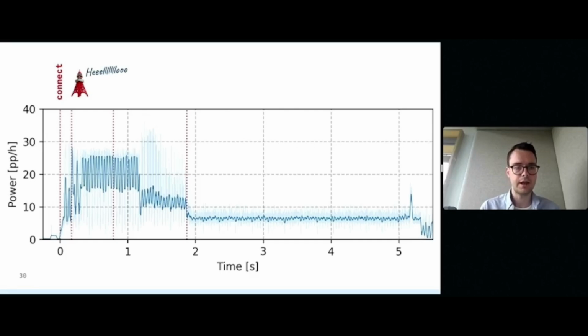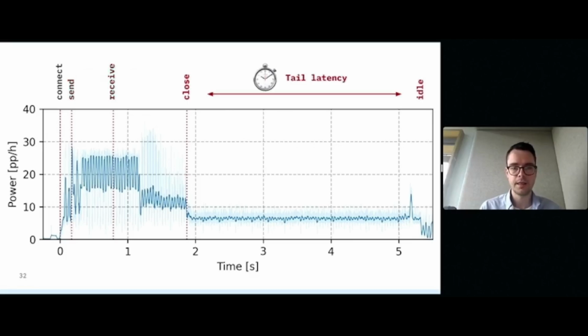In the beginning, you have this one section where the modem wakes up, talks to the cell phone tower, and makes sure it gets assigned the necessary resources to actually communicate. Then we have the active send and receive phase, where we send data and then receive data. And then we have something we call the tail latency.